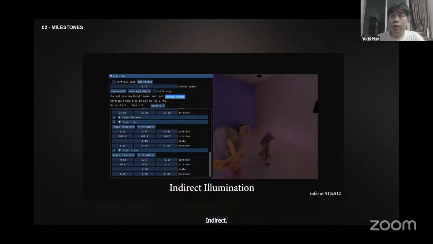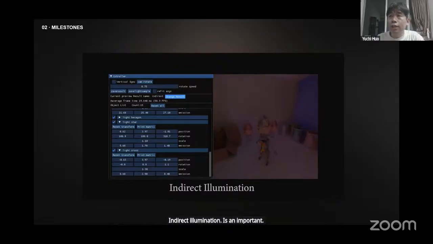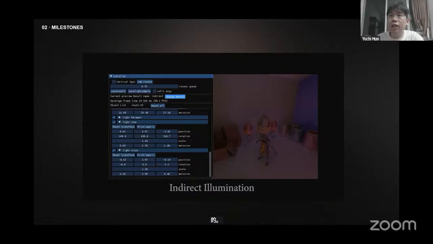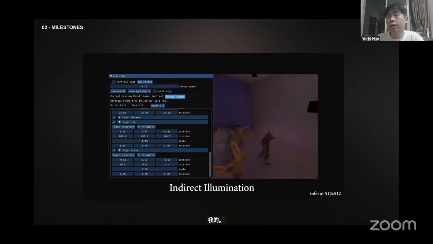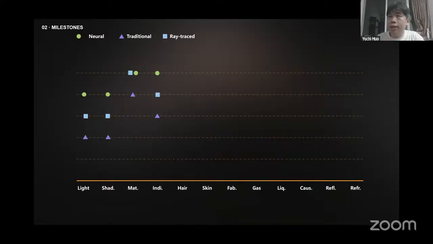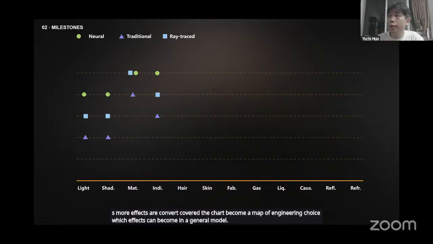Indirect illumination is an important appearance effect, and because the same evaluation principle applies, we compare controllability, fidelity, runtime, data requirements, and ease of integration, and all of this is very friendly for the AI native rendering pipeline. As more effects are covered, the chart becomes a map of engineering choices: which effects can become a general model, which need a specialized model, and which should remain conventional.